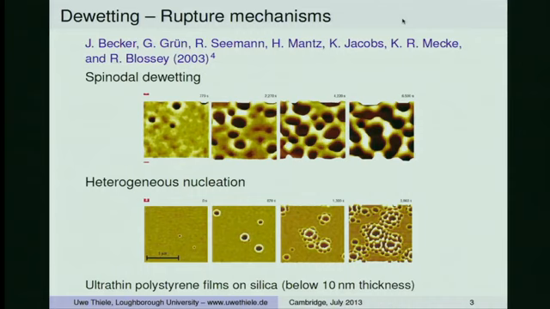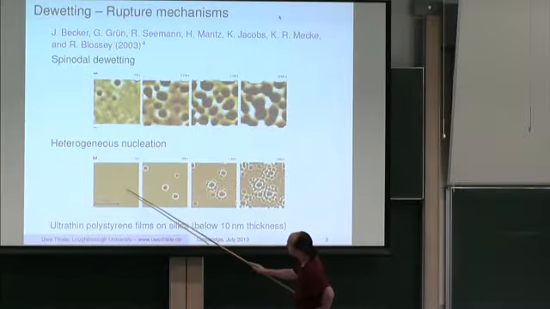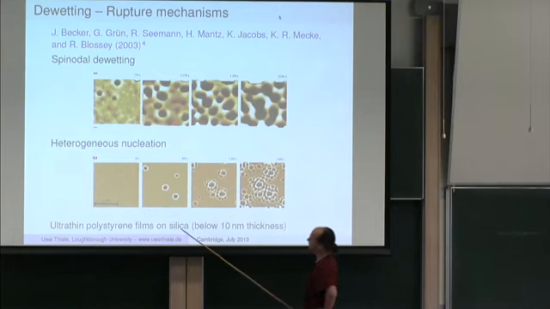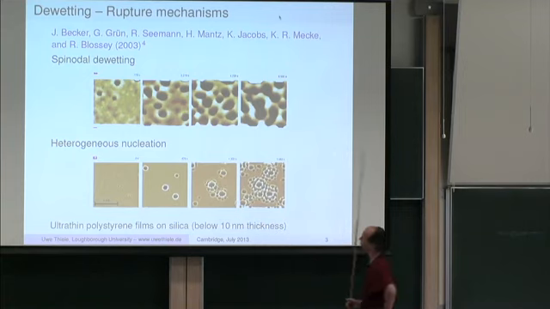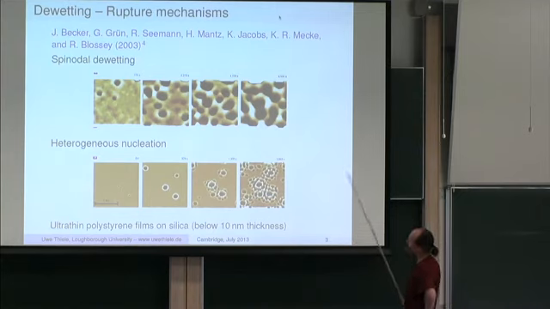This is called spinodal dewetting. And then this is a nucleation process. Here you have holes that form at defects. They grow, and here you see that outside this moving rim you find something that one could call a secondary nucleation, where you find this ring of secondary and tertiary holes developing.